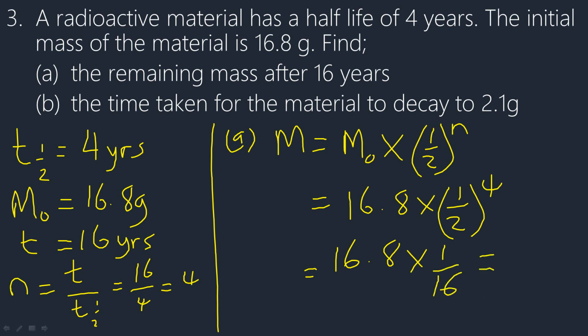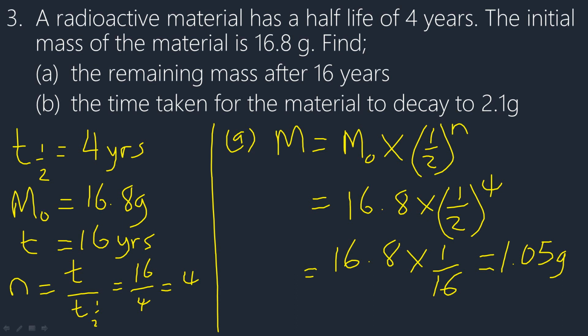And what do you end up with? What does the calculator give you? Please pull out your calculator and press it. 16.8 divided by 16, we are getting 1.05 grams. Exactly. So the mass remaining after 16 years is 1.05 grams.